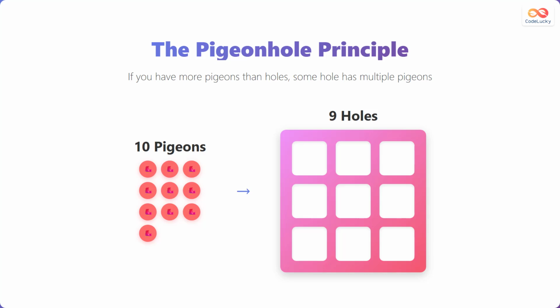Let's delve into the pigeonhole principle. This principle states a fundamental concept. If you have more pigeons than you have holes, then at least one hole must contain more than one pigeon. As an example, consider the scenario where you have 10 pigeons but only 9 pigeonholes. According to the pigeonhole principle, at least one of these 9 holes must contain 2 or more pigeons.